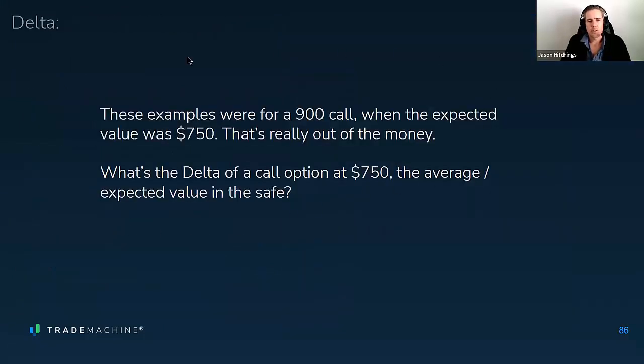Okay, so we talked about this 900 call. We talked about delta, and we talked about volatility. But we're talking about these out of the money 900 strike options on the value of the safe. How does this all change if we're looking at the 750 strike call, if we have the right to own everything above $750?